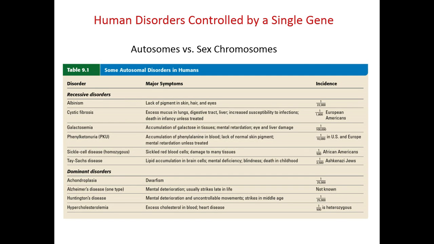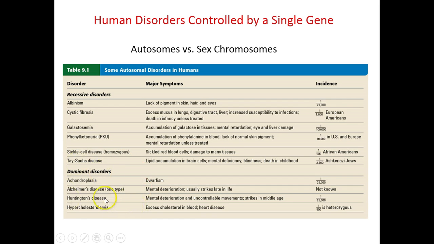There are many human disorders controlled by a single gene. Some of them are recessive disorders like albinism and cystic fibrosis, galactosemia, phenylketonuria, sickle cell disease, and Tay-Sachs disease. In this case, if you have a little a, you've got the disorder. The heterozygous case and the homozygous dominant case is someone who does not have the disorder.